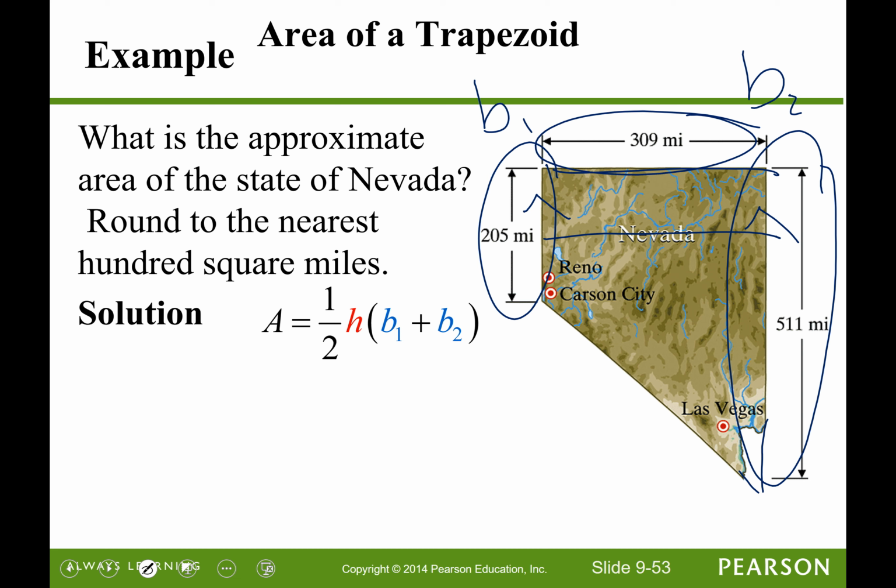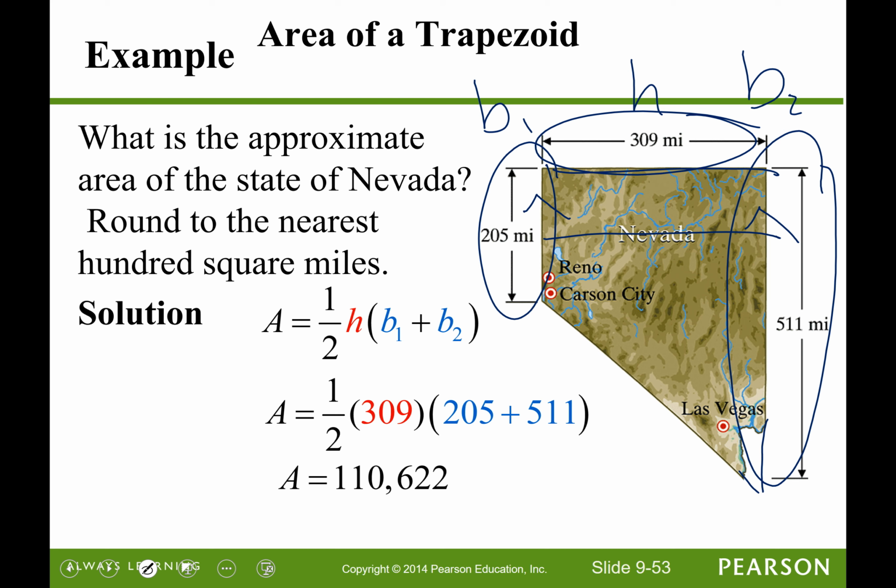So this 309, that is our height. So we need to plug those in. 309 for height, 205 for one of the bases, and 511 for another base. Then we do our arithmetic, and we get 110,622, and that will be to the nearest 100 miles. That would be 110,600 square miles. Approximately, right? So we're missing that little part right there.